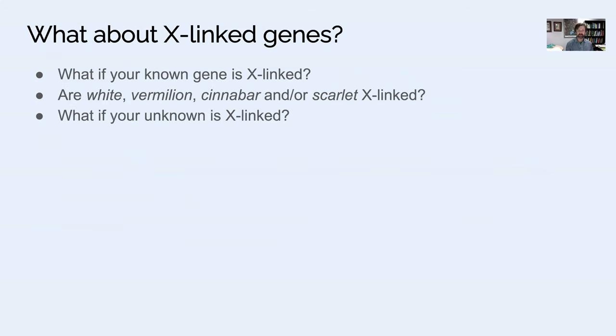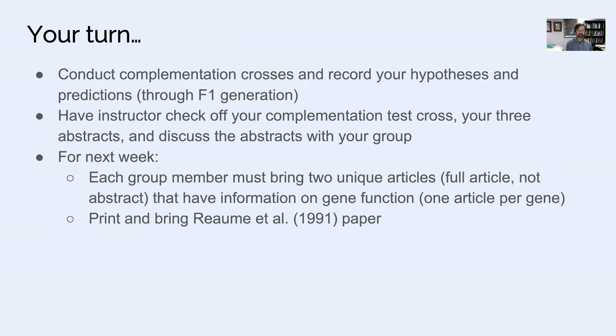All right, so X-linked, as I mentioned, is a special consideration if you have an X-linked known or an X-linked unknown gene. You're going to set these up as we did before, the same way of setting up a cross. And we'll see the results in 2 weeks. We'll see the adults of this in the F1 generation.